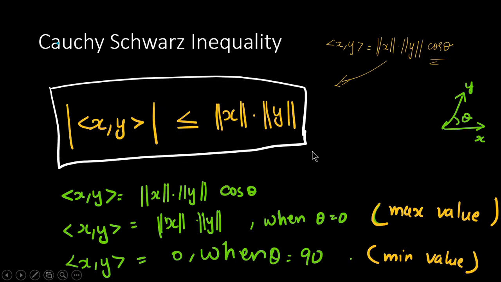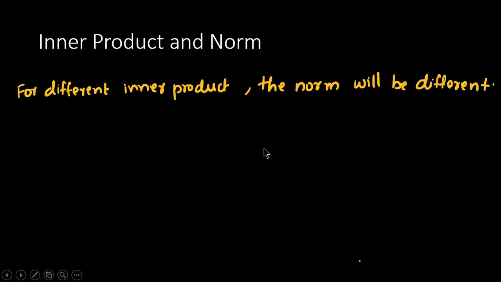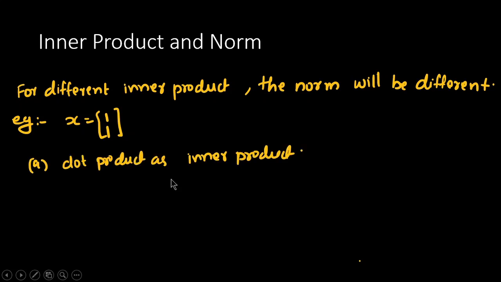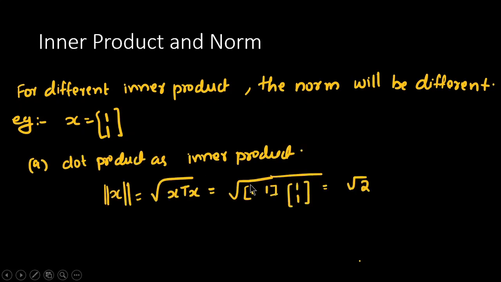Then inner product and norm. For a different inner product, the norm will be different. That's what we said earlier. For example, x is equal to (1, 1). We take the dot product as the inner product and we get the value root 2. Norm of x will be root 2. It is actually the Euclidean norm or Euclidean distance.